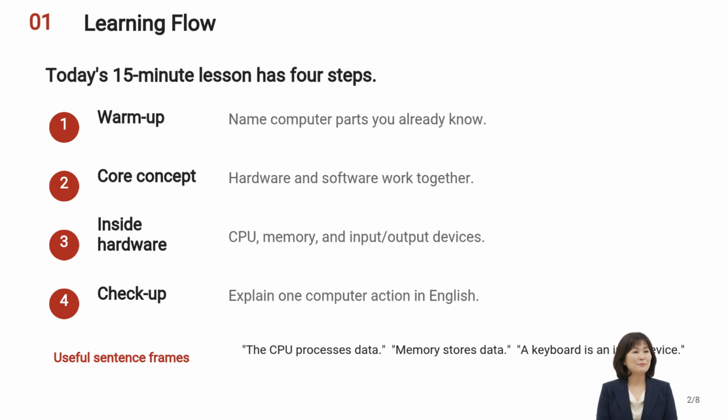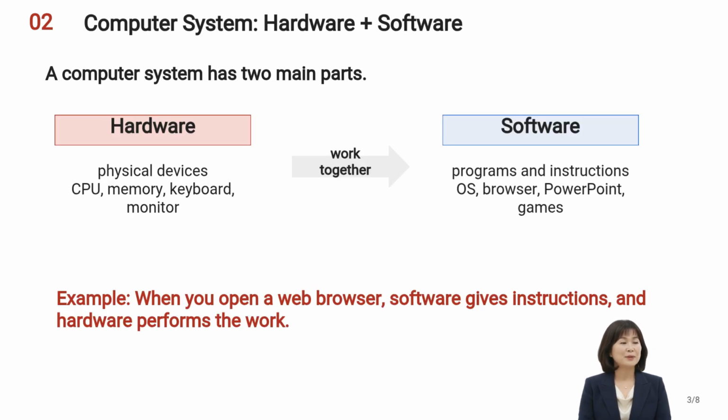Please listen for three important verbs: process, store, and control. We can use these verbs in many computer science explanations. For example, the CPU processes data, memory stores data, and software controls hardware. Now, let us start with the big picture.